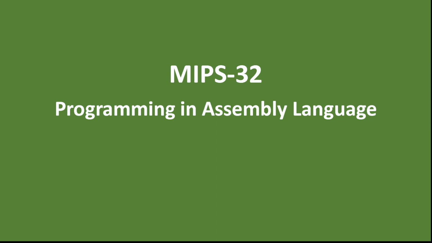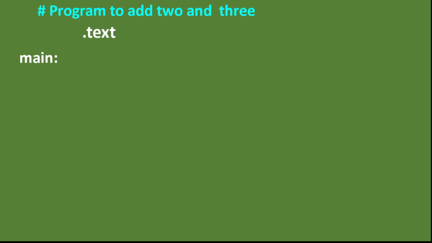Everybody. Today we are going to see a program in assembly language. So this is an addition program to add 2 and 3. So we start with this hash: program to add 2 and 3.